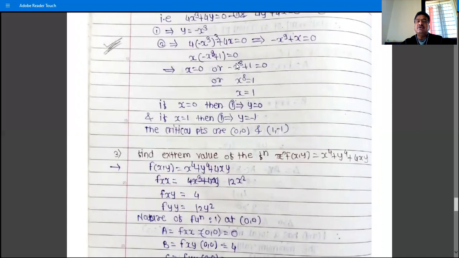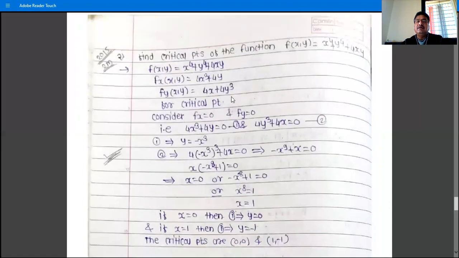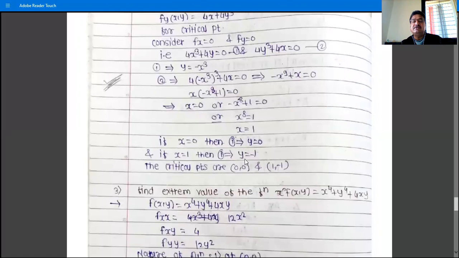So x is equal to 0 or minus x raised to 8 plus 1 is equal to 0, which means x raised to 8 is 1, which means x is 1. Okay. So if x is 0, then y is 0. If we substitute x as 0 in any one equation, either in equation 1 or equation 2, then we have y is also 0. And if we substitute x is equal to 1, in either equation 1 or 2, then y is minus 1.